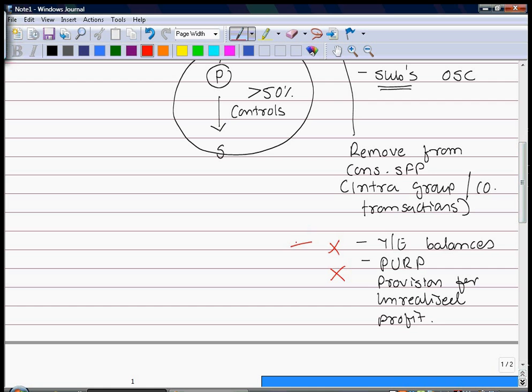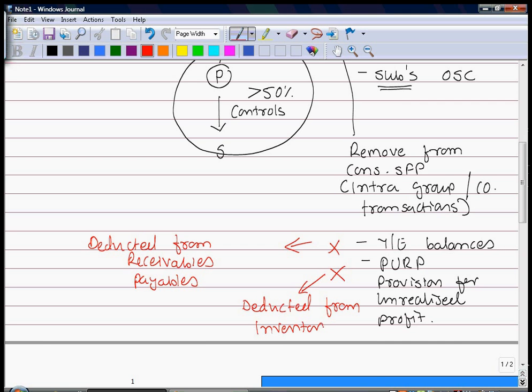Well, let's write it here. The year-end balances should be deducted from receivables and payables. All right. And PURP should be deducted from inventory. Okay, remember that.